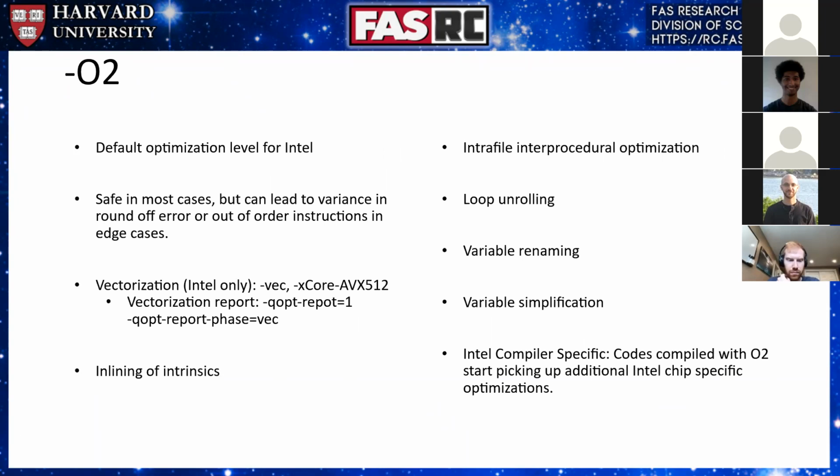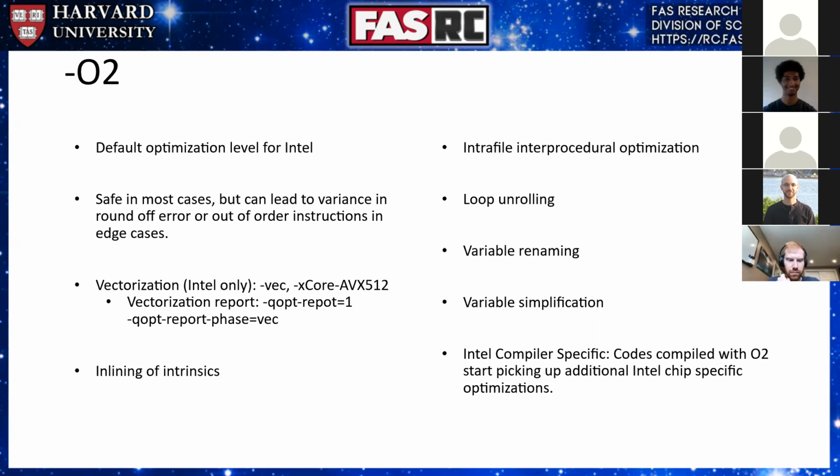And O2 is considered safe in most cases. It can lead to some variance in round-off error or out of order instructions in edge cases, but in general, it's safe. It won't create anything weird or crazy. I have seen O2 change results if you have bugs in your code or something weird going on, or if your code's super sensitive to order of operation. So you can see some weirdness from O2, but typically that's not the case.